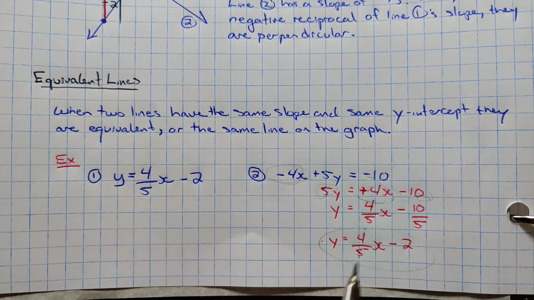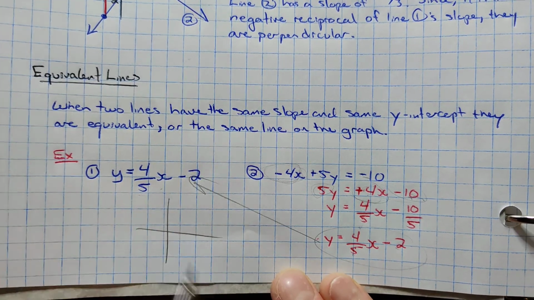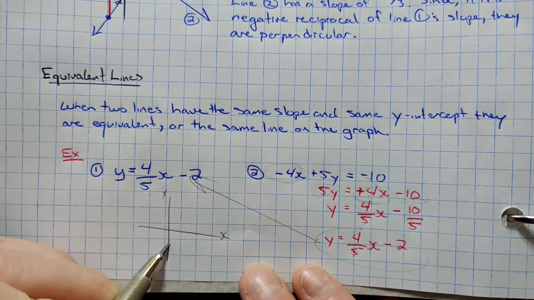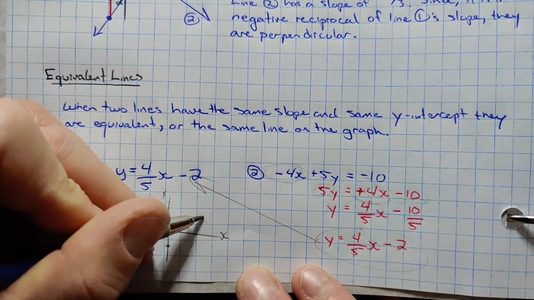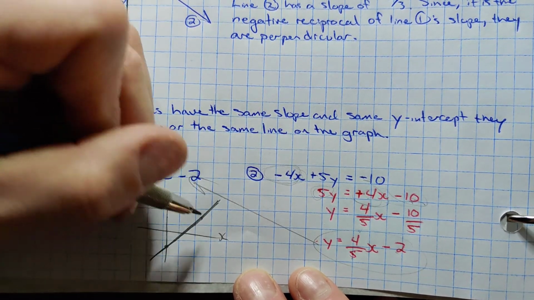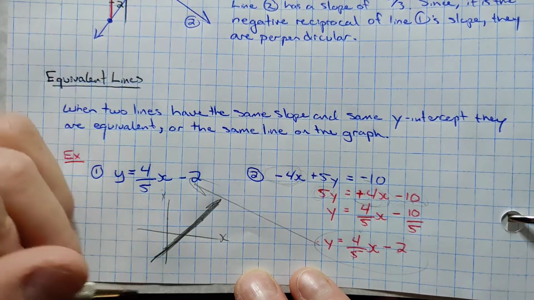4 over 5x minus 2, that's exactly the same as over there. Those are the same equation. These were different original equations, but they end up representing the same line. Thus, they are equivalent. And if you were to graph these really quickly with a sketch that looks really terrible, you're going to have a y-intercept here at -2. You're going to go up 4 and over 5, maybe somewhere over here. Both of those lines are right there. So there's line 1. I'm going to draw line 2 now. It's the same line. They are equivalent.